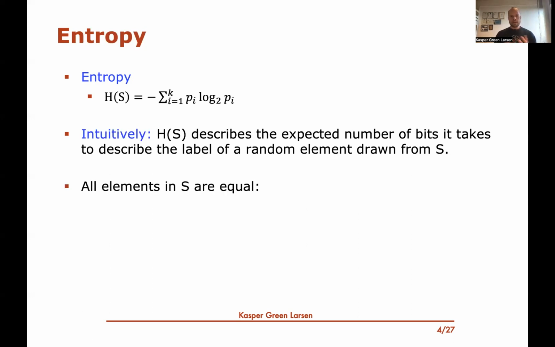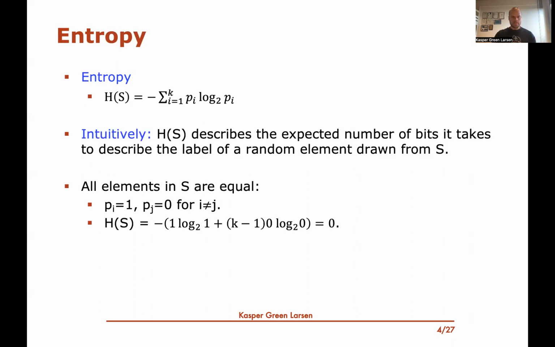Now, if all the elements in S are the same, it means that there's one label i such that the fraction of points with label i is 1, so all points have label i, and for all the other labels, the fraction is 0. So p_i is 1, p_j is 0 for j not equal to i. Then the entropy is, well, we have to sum over all the labels, take p_i times log of p_i and a minus in front. So we have a term that's 1 log 1, and then we have k minus 1 terms that are all 0 log 0.